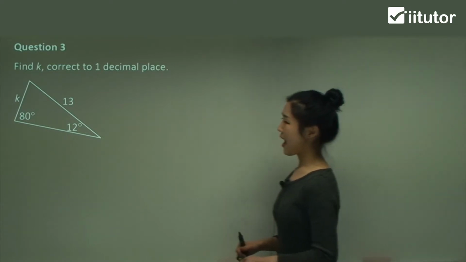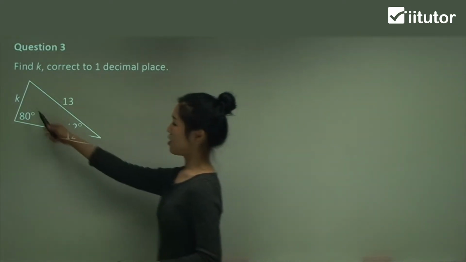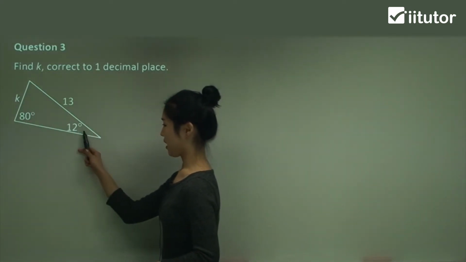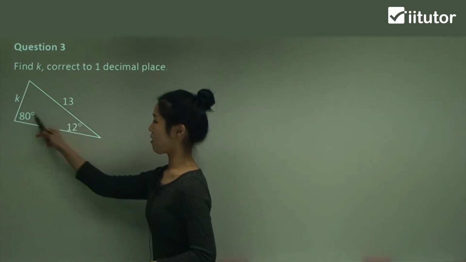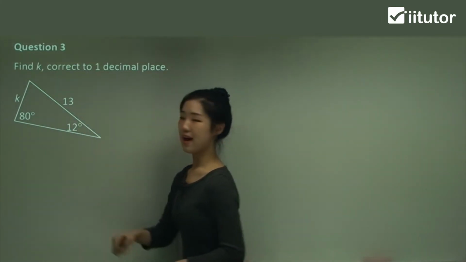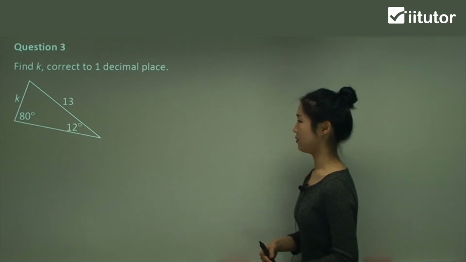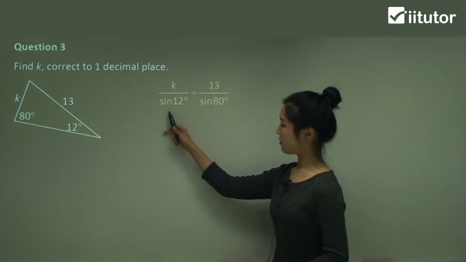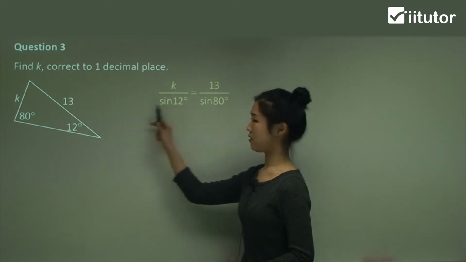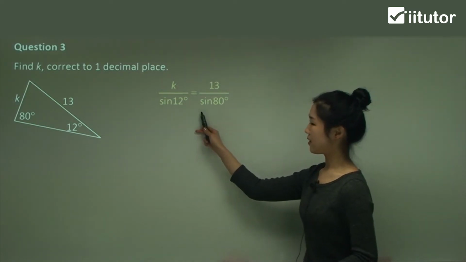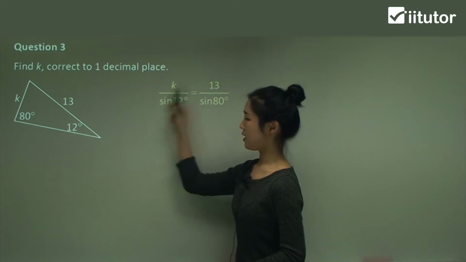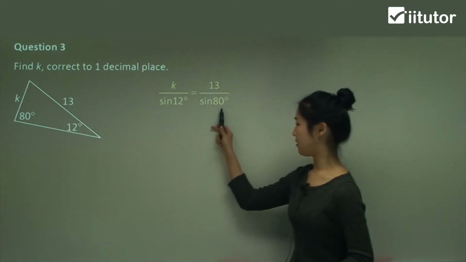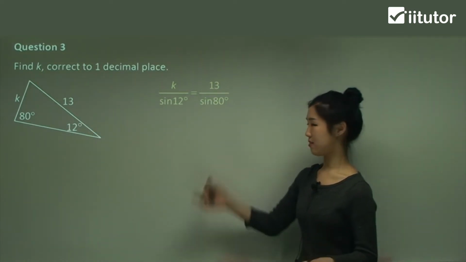Question 3, find K correct to 1 decimal place. So again, we have K, we have the opposite angle, and we've got another pair of angle and opposite sides, so we can definitely use the sine rule. K, the side, over sine of the opposite angle, so sine 12 degrees, and that's equal to 13 over sine of the opposite angle of 80 degrees. So I just simply use the sine rule.